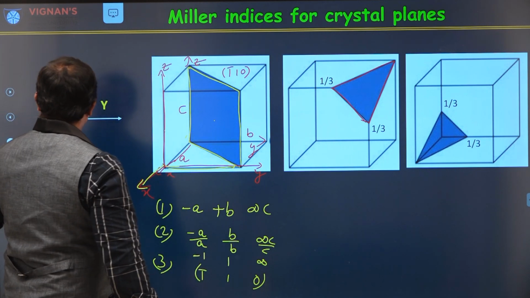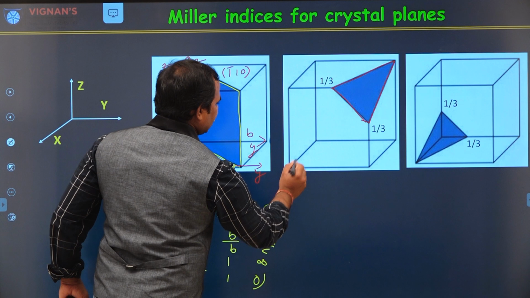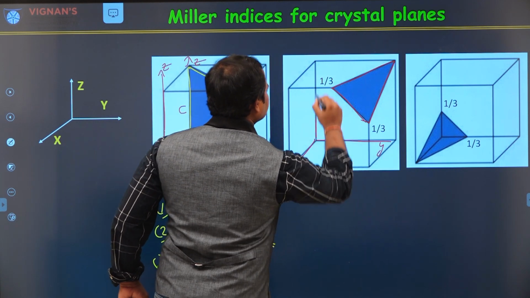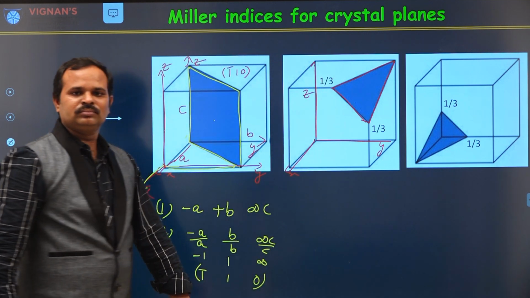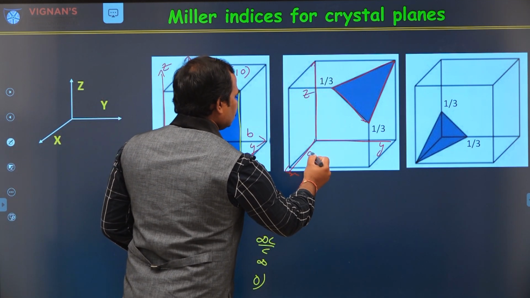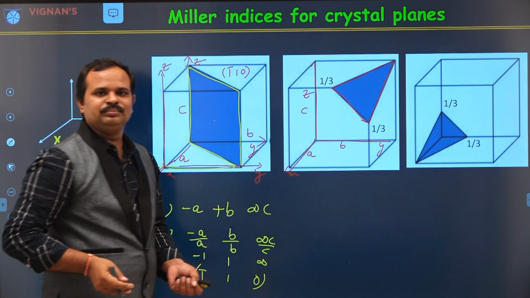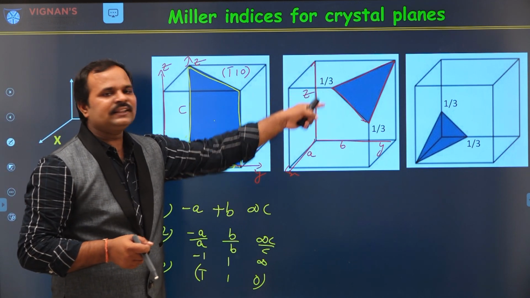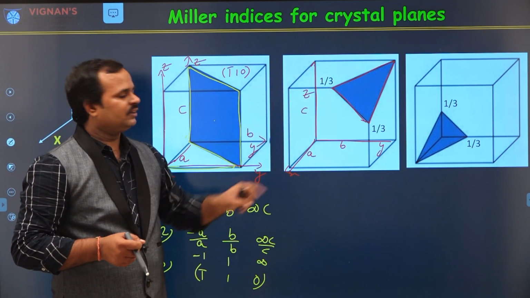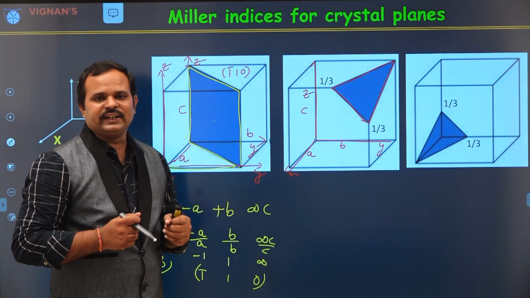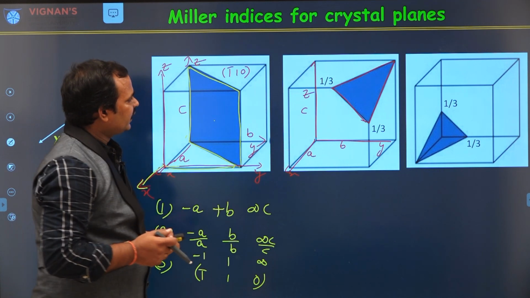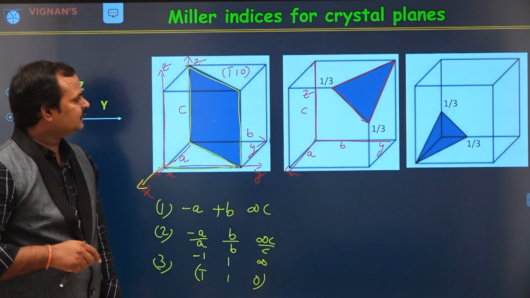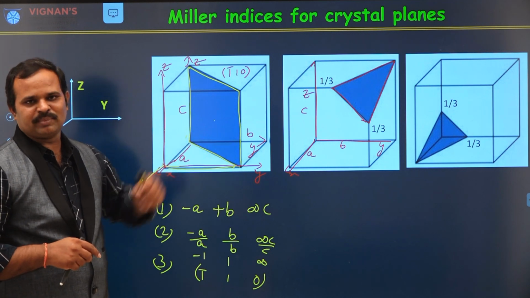Now, the axes given initially are the x-axis, y-axis, z-axis. And also, obviously, the lattice parameters are a, b, c. Now, in this case, is it possible to determine all the intercepts of this plane using these axes? No. You can see we cannot have any intercepts on this one. So, in this case, we need to shift the origin to some other place.